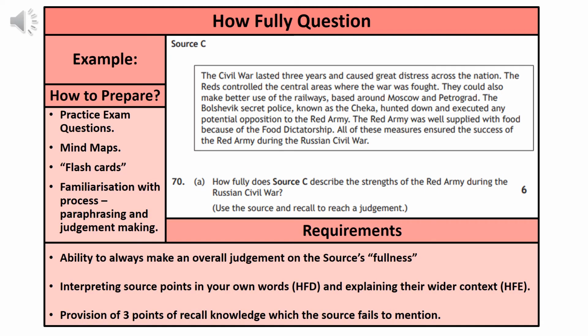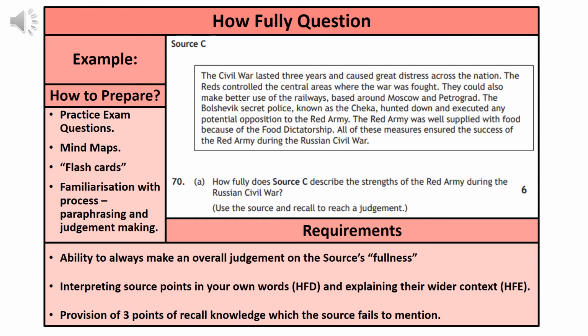So on to our last question. So the how fully questions. The how fully questions are answered extremely similarly, a very small differentiation between the explain type and the describe type. So first off, for the how fully describe question, students must interpret information in their own words. The only difference being for how fully explain, they need to then place that in a wider context of the question, similar to the difference between a describe question and an explain question.